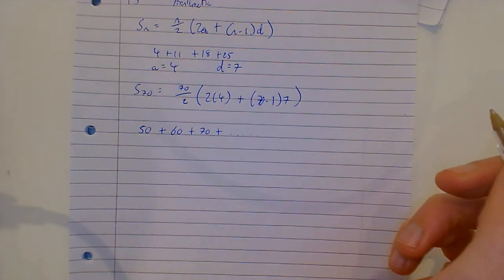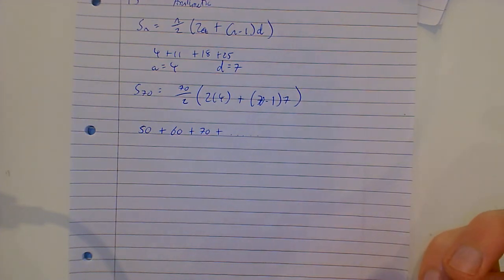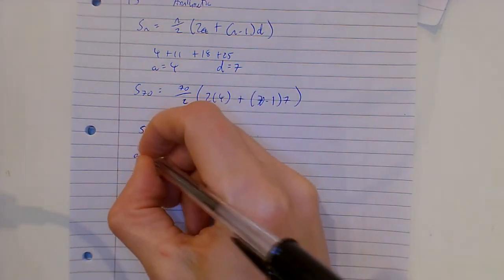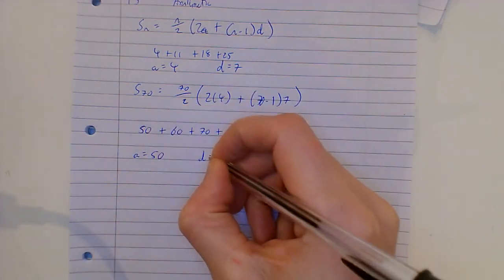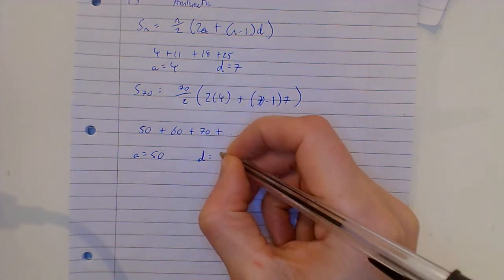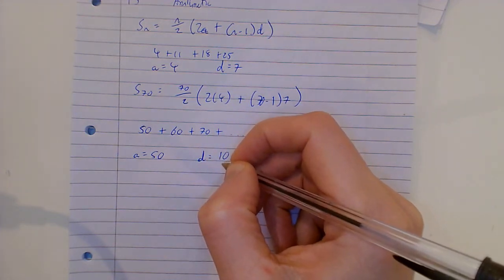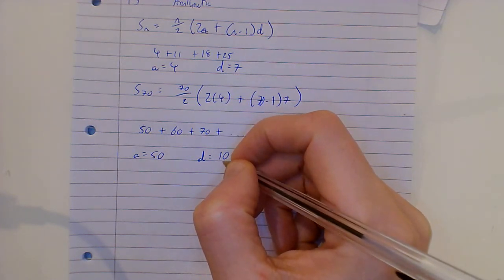Now, when you're born, what age are you? 0. Okay, I'm going to point out the inaccuracies of this. First of all, let's just say a is 50, d is 10. It goes up by 10 each year. So that's how much extra we're putting in.